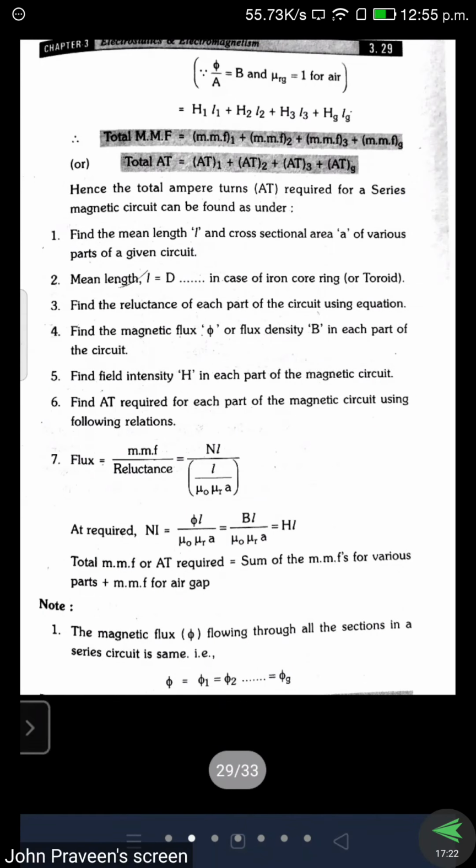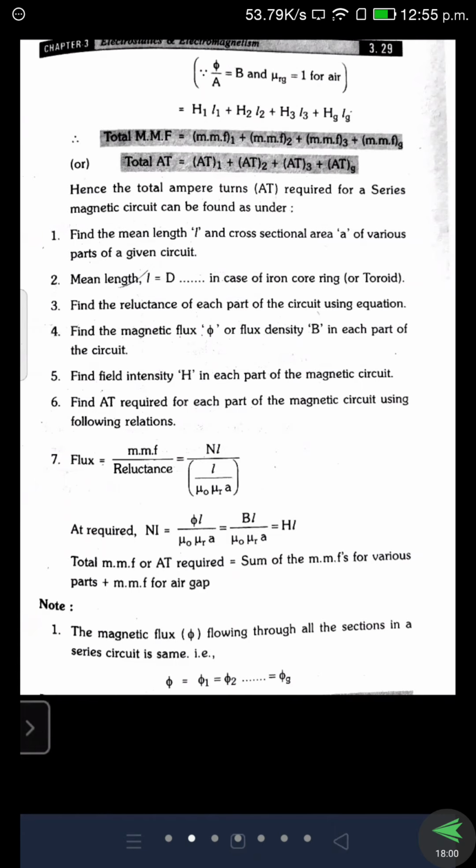This is nothing but the total MMF is equal to the MMF of 1, 2, 3 and the air gap. In ampere turns, it can be represented as ampere turn 1 plus ampere turn 2 plus ampere turn 3 plus ampere turn G. The problem we did in the last class was also the same. We took a simple core, so at that time we calculated only 1 ampere turn. Ampere turn is equal to N into I, that is the formula, which we already know. That is equivalent to the MMF produced by that material.